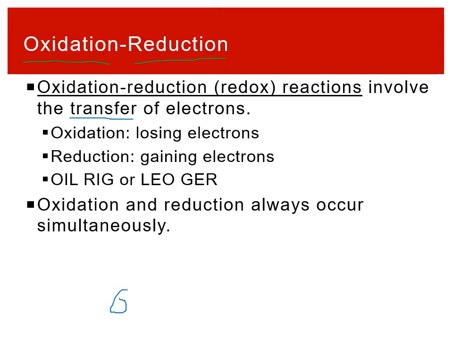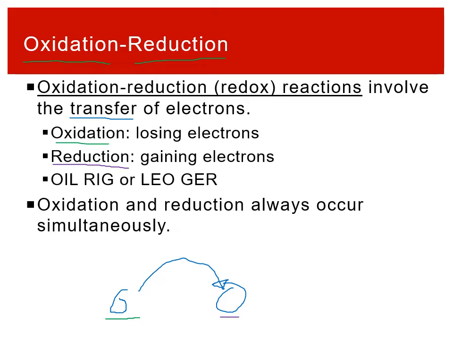So say you have some atom, you have another atom, and that electron has to go from one to the other. So we would say that this thing has lost an electron. That would be oxidation. And this thing has gained an electron. That would be reduction. So the transfer of electrons, something always has to lose, something has to gain. That's where we get redox.